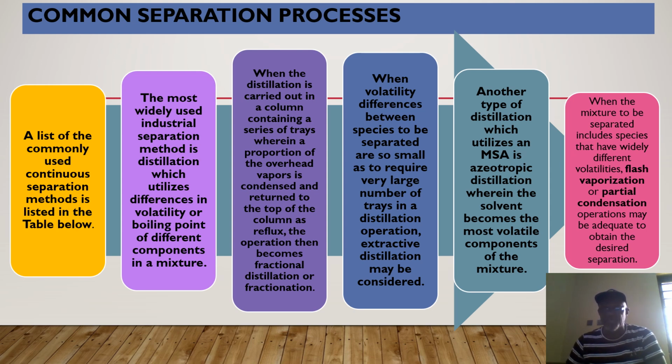Another type of distillation which utilizes a mass separating agent is azeotropic distillation, wherein the solvent becomes the most volatile component of the mixture. Remember your azeotropic mixture, constant boiling mixture, which eventually we can use to do our separation by using a mass separating agent. When the mixture to be separated includes species that have wildly different volatilities, then we can employ flash vaporization or partial condensation.